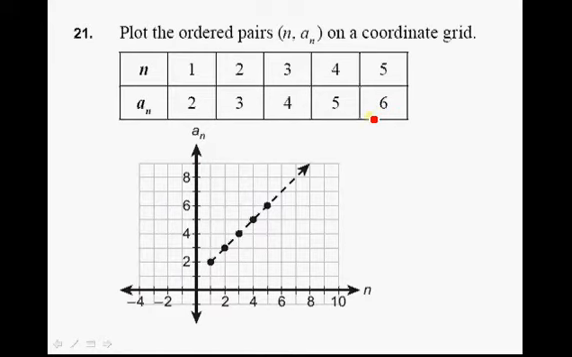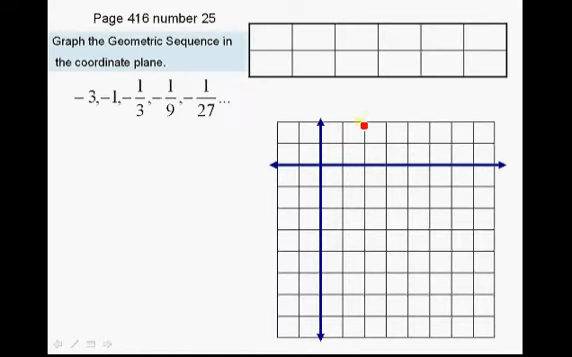Okay, let's take a look at the next one. Basically you don't even have to know that. The interesting thing about graphing these is you don't even have to know what the multiplier is here. You don't have to know how to compute that, because that's not what it's really asking you to do. All it's asking you to do is identify the n and a sub n. Just define the terms, right?